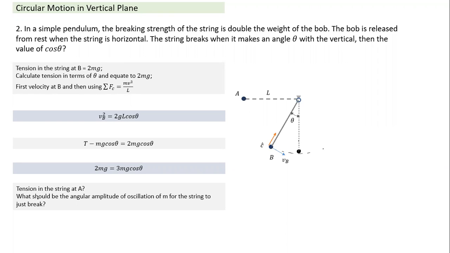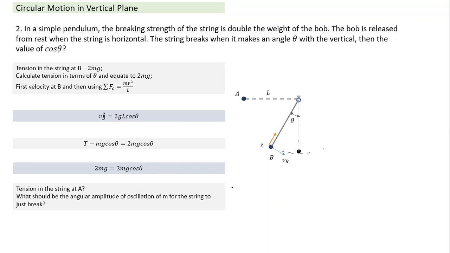So, another question all of you can try and solve. What should be the angular amplitude of oscillation of M for the string to just break? That is one more variation of a very similar question. Here also, the breaking strength is equal to 2 mg. What should be the angular amplitude so that the string just breaks?